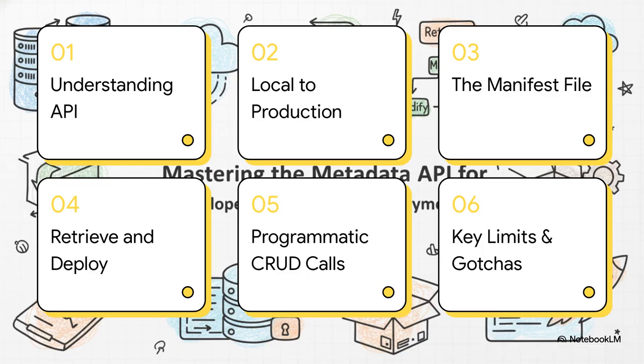We're going to cover: 1. Understanding the Metadata API. 2. Local to production workflow. 3. Creating the manifest file. 4. Retrieve and deploy operations. 5. Programmatic CRUD API calls. And finally, 6. Key limits and exam gotchas. Let's get right into it.